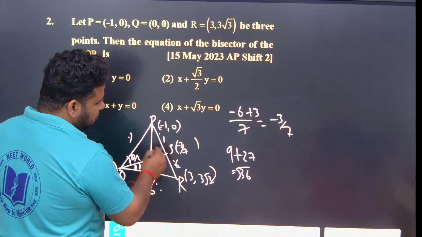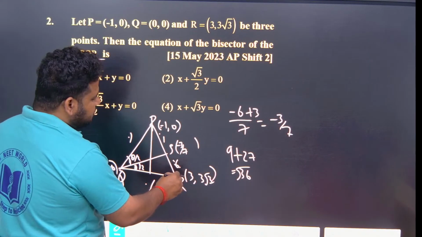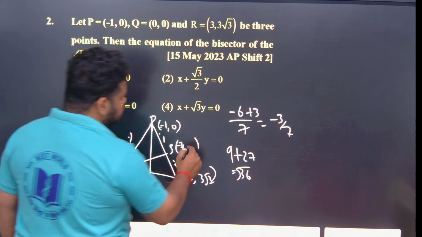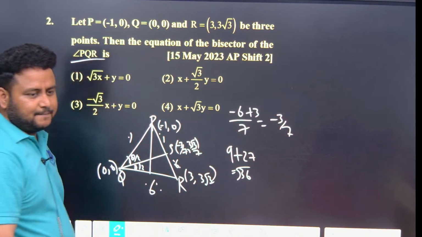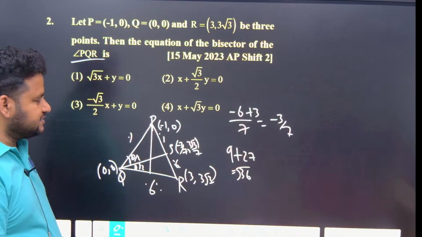What about this one? 6 into 0 is 0. 1 into 3 root 3 is 3 root 3. So 3 root 3 by what? 7. So this will be 3 root 3 by 7. Just the section formula. Why are you taking so much time? So we got this S.